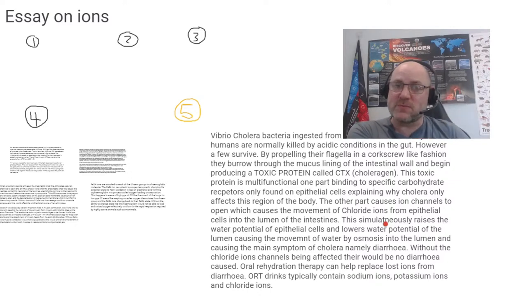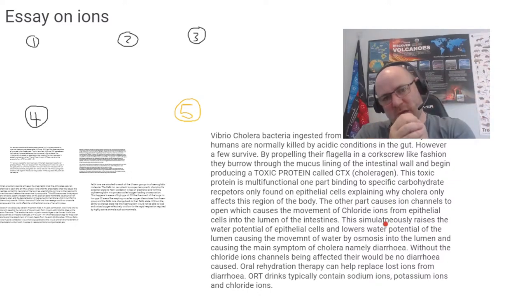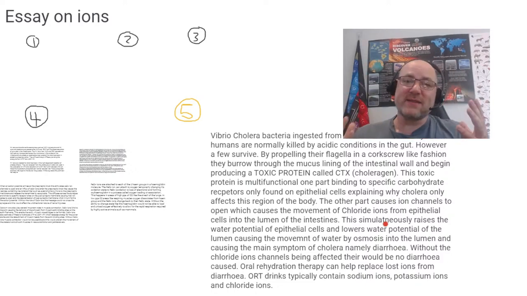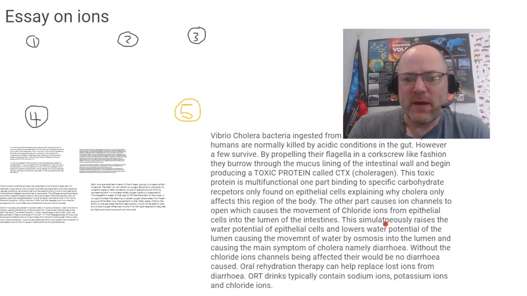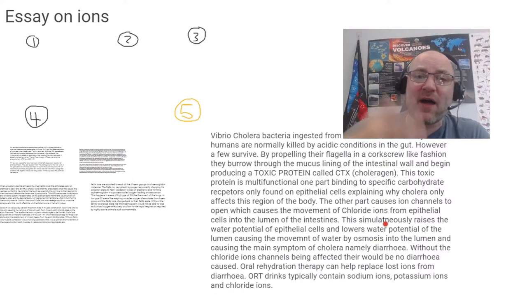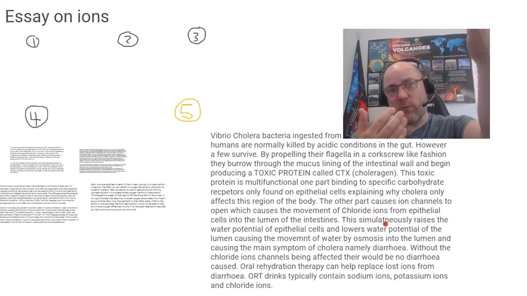You could link it to an osmosis essay, this content. The osmosis of water into the lumen causes you to get the symptom of diarrhea. It makes a very watery feces, which is diarrhea. And through the process of diarrhea, you lose lots of other ions that are important in your body that are sitting in your intestines waiting to be absorbed into the blood, and they get washed out with the diarrhea.